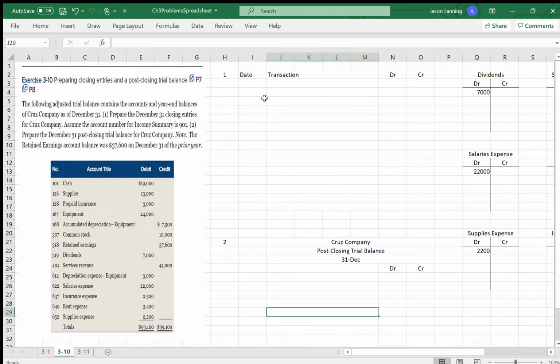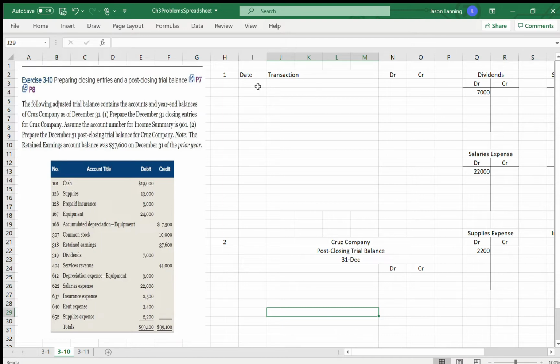Okay. So when we look into closing, basically what we're doing is we're going to take the temporary accounts. When we talk about temporary accounts, we're talking about revenues, we're talking about expenses, and we also talk about income summary as a temporary account, which is the account that we're going to use here for our revenues and our expenses. And then we also look at dividends as a temporary account. So these are the accounts that we'll be specifically looking at to close.